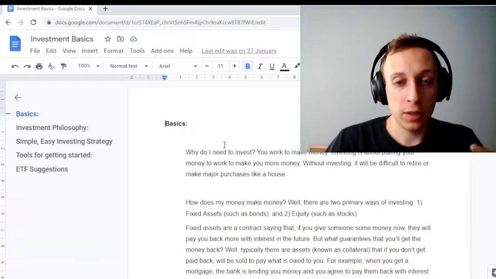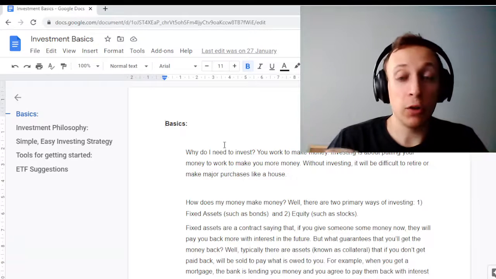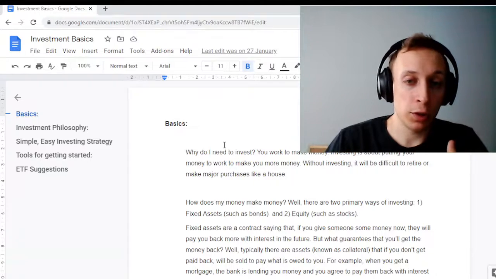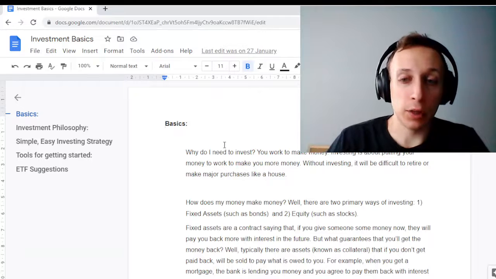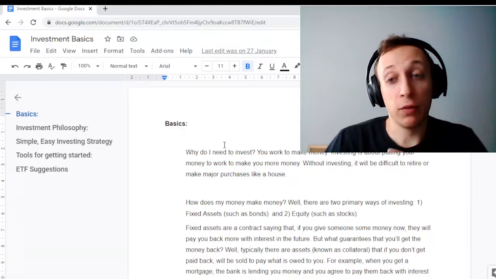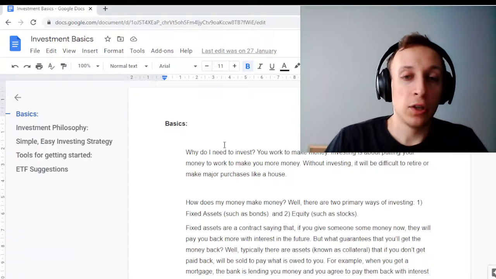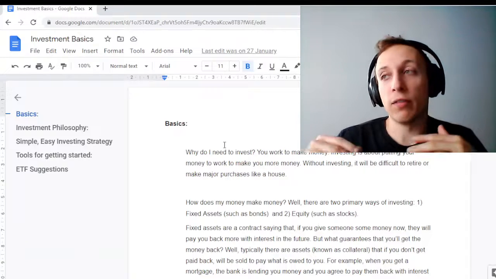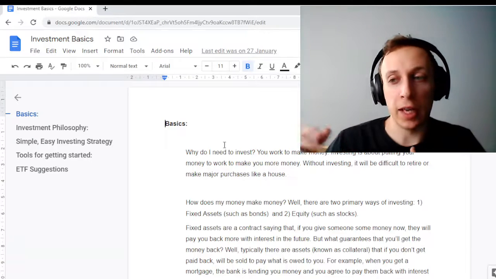Why do we invest? Well, we invest to make more money. When you work, you sell your time to make money, but investing is about putting your money to work. So your money is then working for you. That's really what it's about. You don't want to have to work forever, so you put your money to work. Without investing, it'd be really difficult to retire or make any major purchases, such as a house. So this is why we invest: so that we don't have to work in the future, or to get things that we wouldn't otherwise be able to.